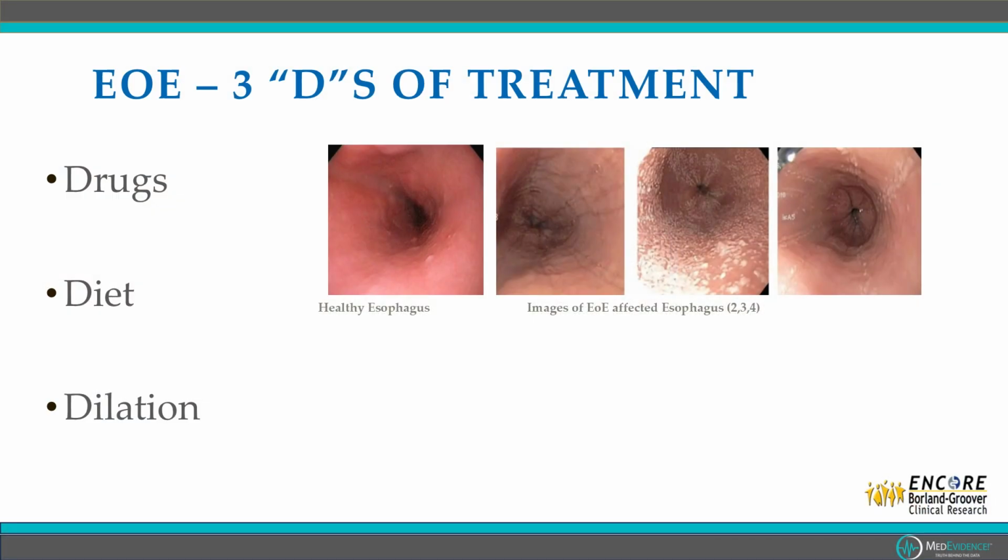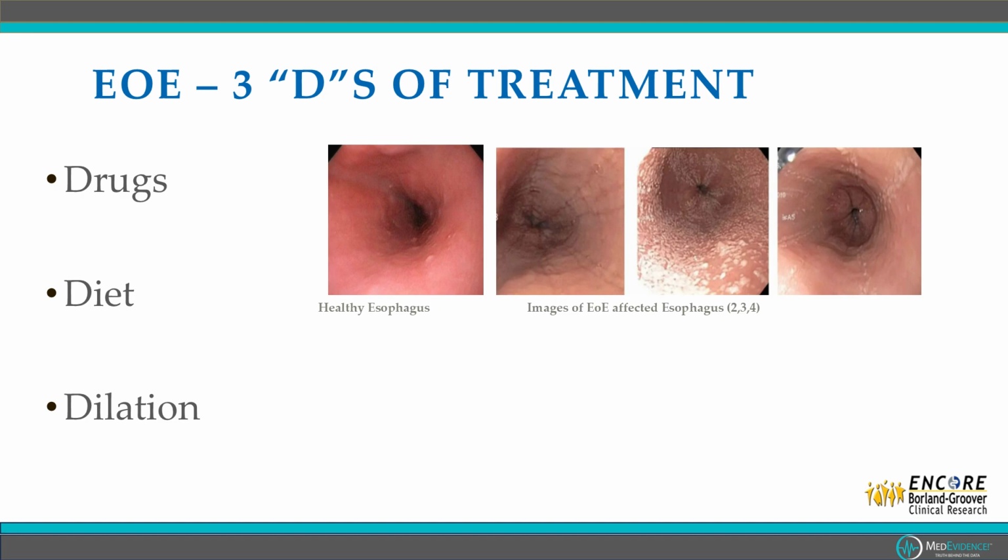All right, so now on to treatment. So the different types of treatment for EOE, the best way to simplify it is the 3 Ds of treatment. So here you could see on the pictures just some different clues of what we see endoscopically. So all the way on your left is a healthy esophagus, nice pink mucosa, nothing abnormal there, just looks like a straight tube. But then when you have eosinophilic esophagitis, we can see certain clues.